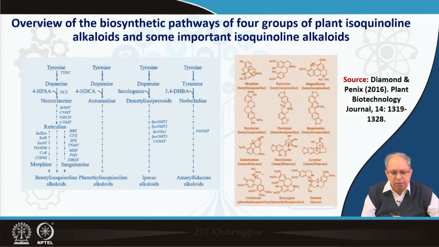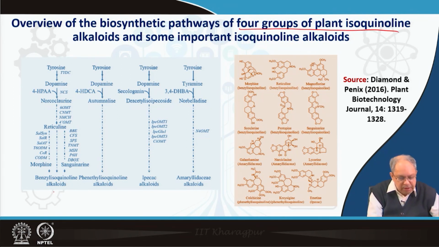Here there is an overview of the biosynthetic pathway for 4 groups of plant isoquinoline alkaloids. The first one is the benzyl isoquinoline alkaloid. It contains an additional benzene ring, and that is why it is called benzyl isoquinoline, which we will discuss because a lot of work has been done on this aspect and the enzymes and genes have been worked out. So it is possible to do genetic manipulation, and in fact, there are very nice successes reported with this pathway. So we will study that.